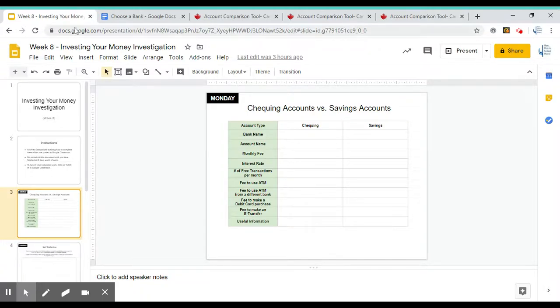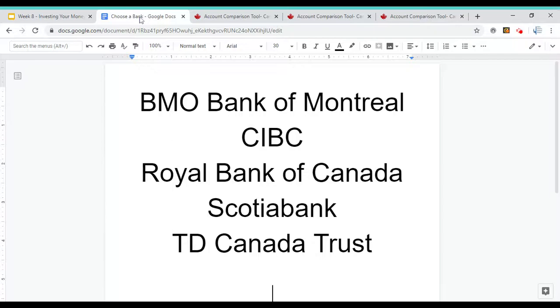So specifically, you need to pick one of what they call the big 5 banks in Canada. So these are the 5 largest banks in Canada that you pretty much will find a branch of just about anywhere near your house. So the 5 are BMO Bank of Montreal, CIBC, Royal Bank of Canada, Scotiabank, and TD Canada Trust. So you need to choose one of those banks to focus on today.